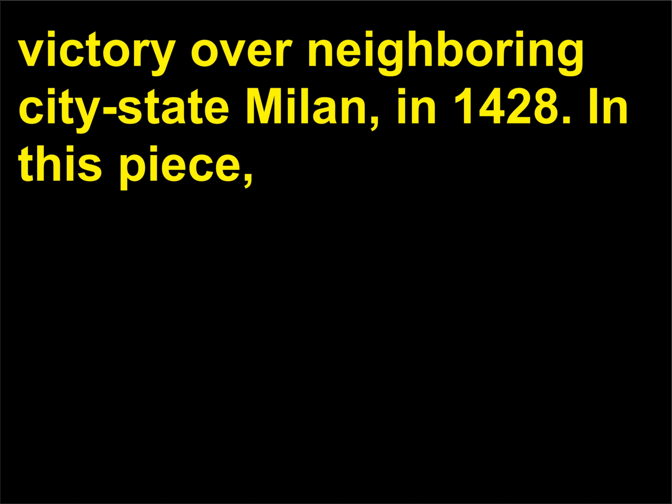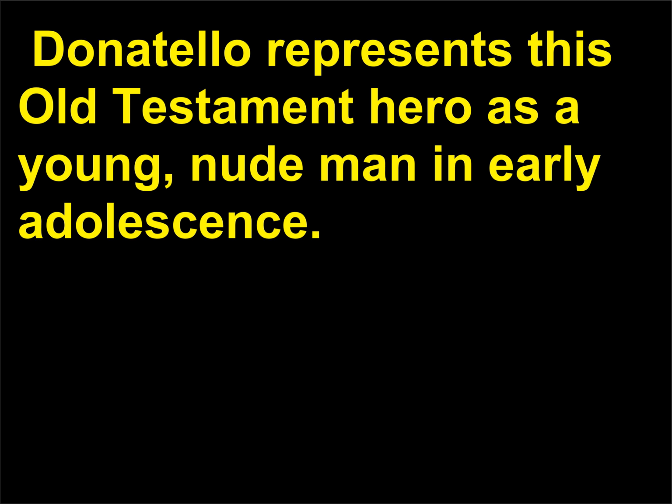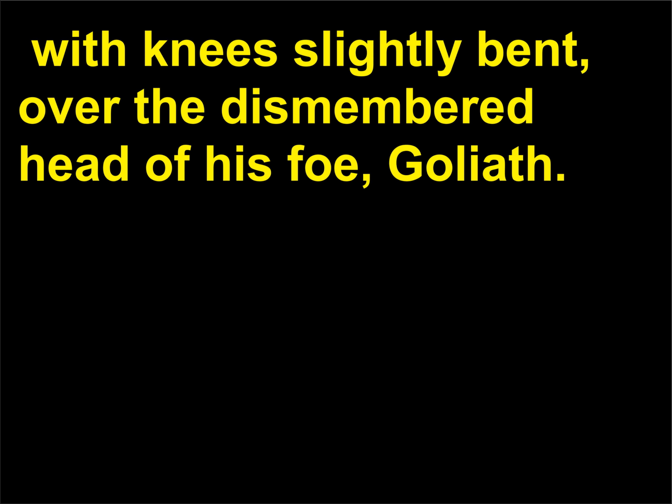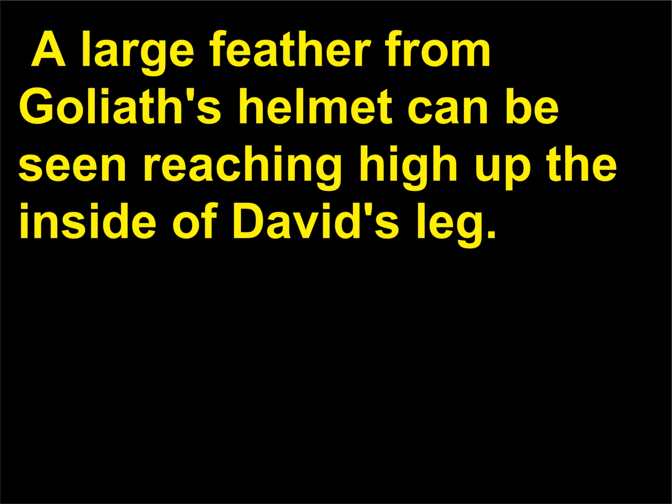In this piece, Donatello represents this Old Testament hero as a young, nude man in early adolescence. His hips are tilted in a confident contrapposto pose and he stands with knees slightly bent, over the dismembered head of his foe, Goliath. A large feather from Goliath's helmet can be seen reaching high up the inside of David's leg.